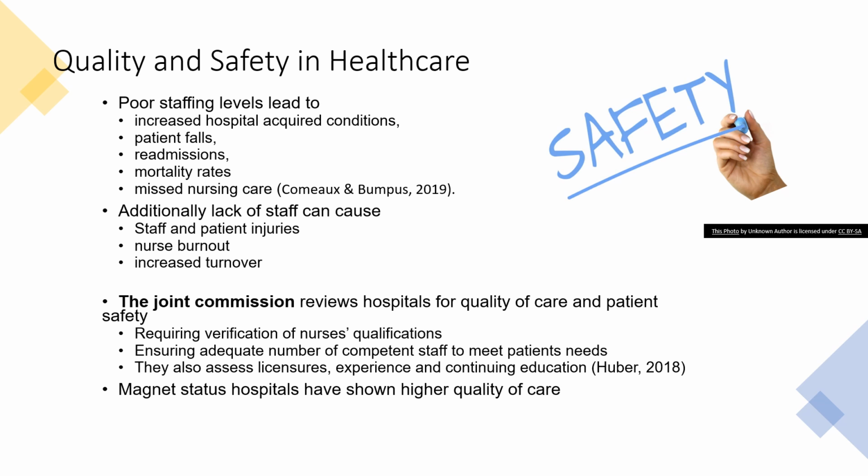The Joint Commission is one area where they can come to the hospitals and look at the quality of care and patient safety. They look at the verification of nurses' qualifications. They ensure that there's an adequate number of staff to meet all of our patients' needs. They also assess licensures, experience, and continuing education on the unit. So they do look at what qualifications the nurses have. Do they have additional qualifications besides just their license? And then also their continuing education to keep up with that throughout their nursing profession.